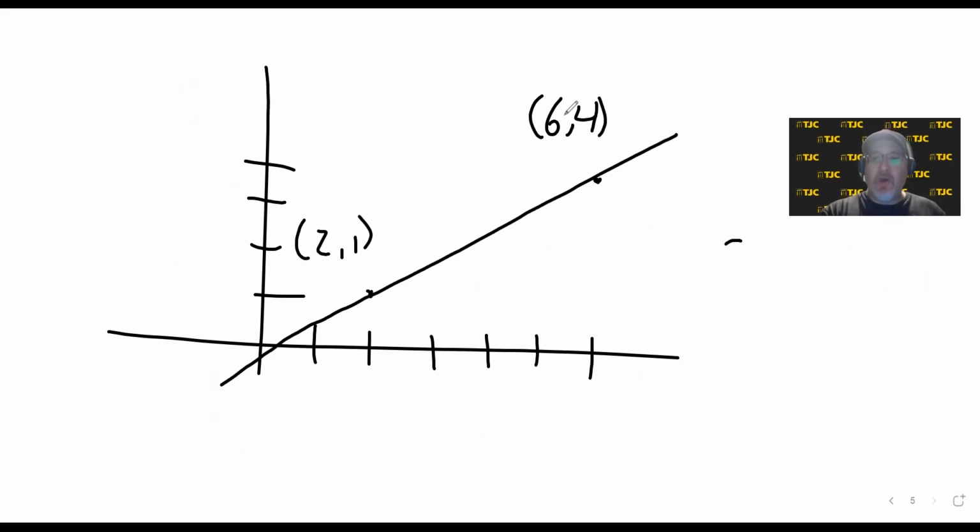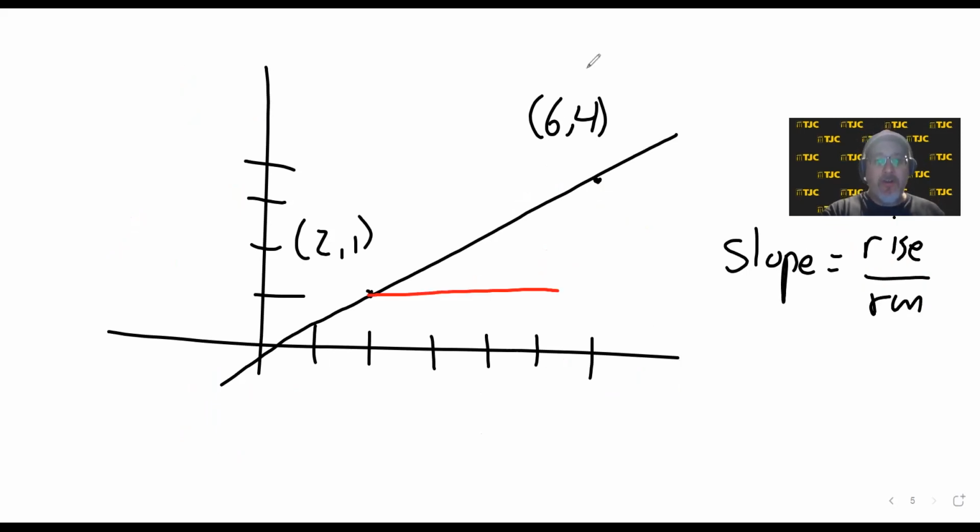And we want to know what the slope of this line is. Well, we know slope is rise over run. So all we have to do now is figure out how far do we run and how far do we rise. Now, we could just count, but sometimes we won't have the picture, and sometimes the numbers won't be easy to count with, like if they're decimals.